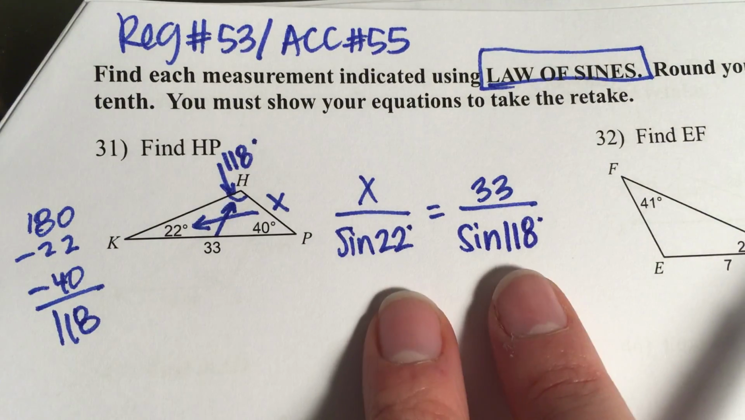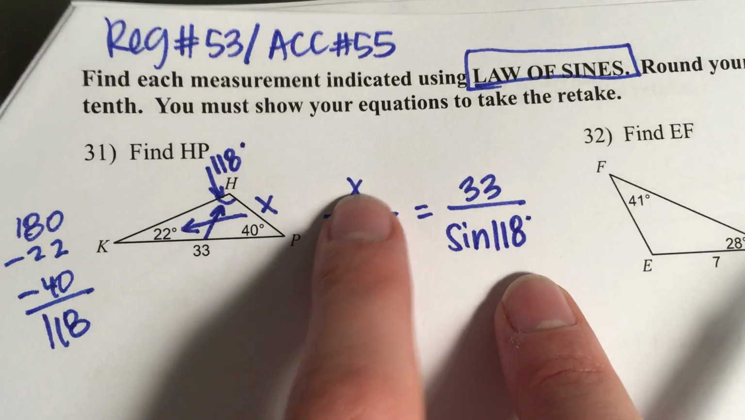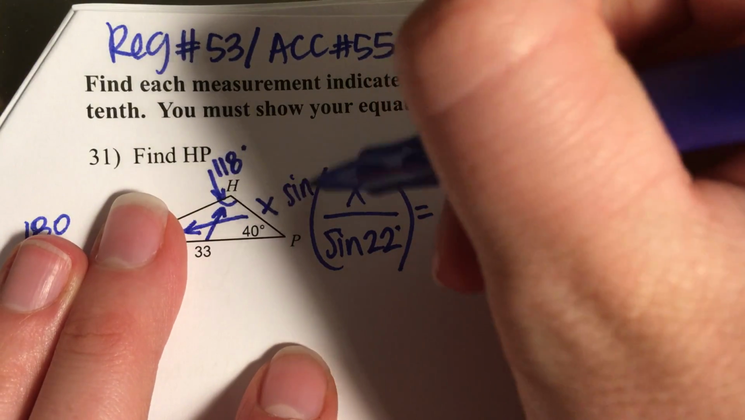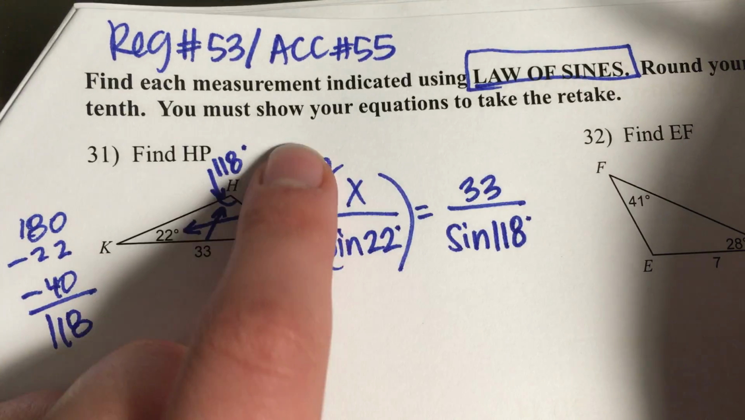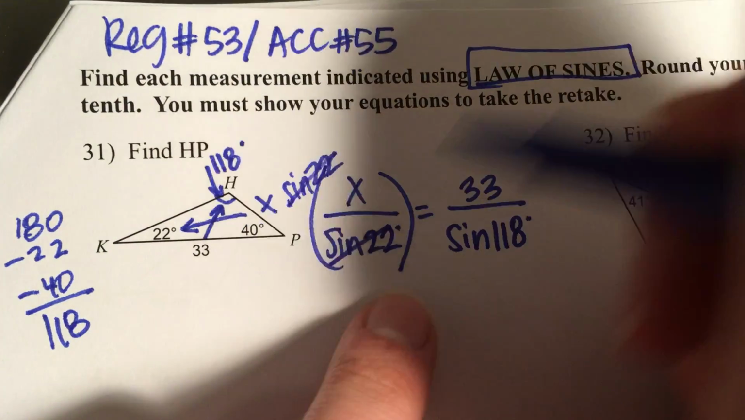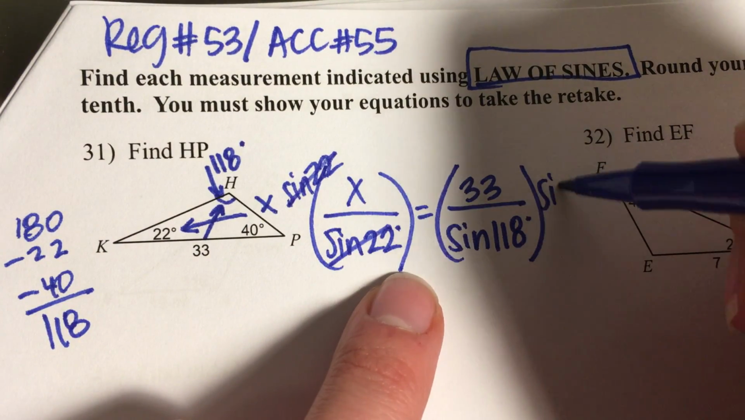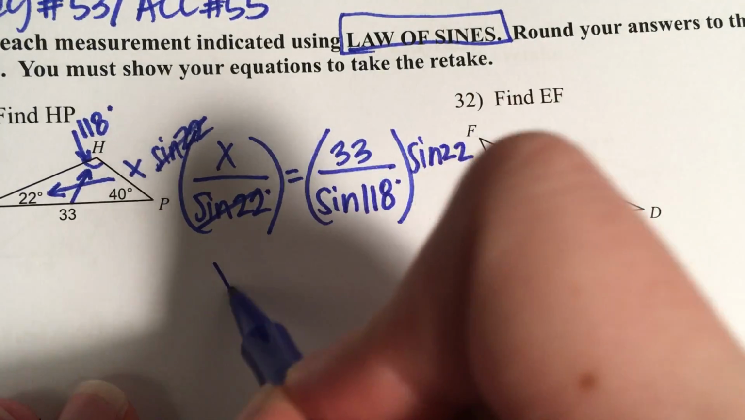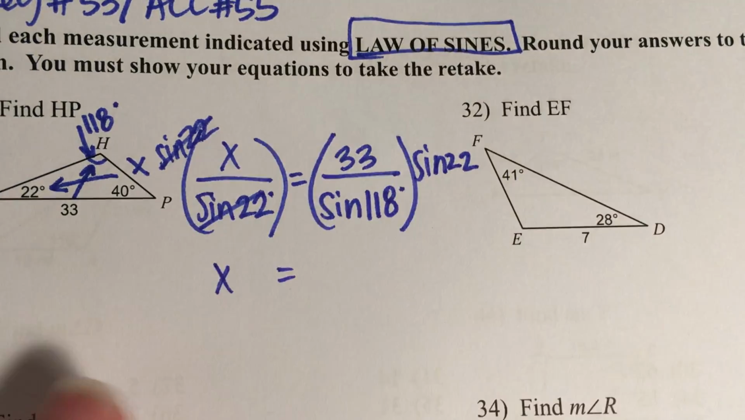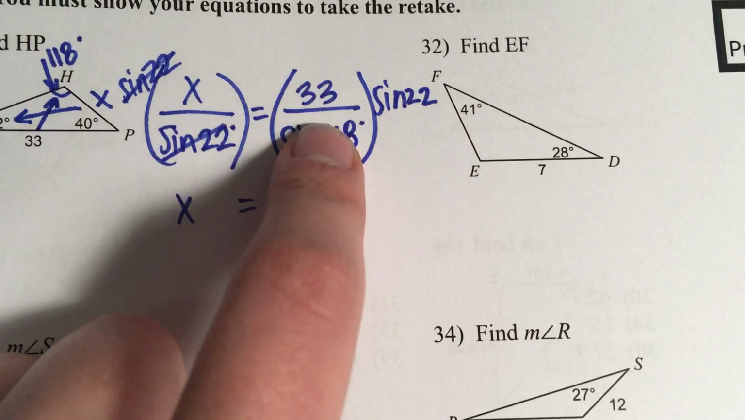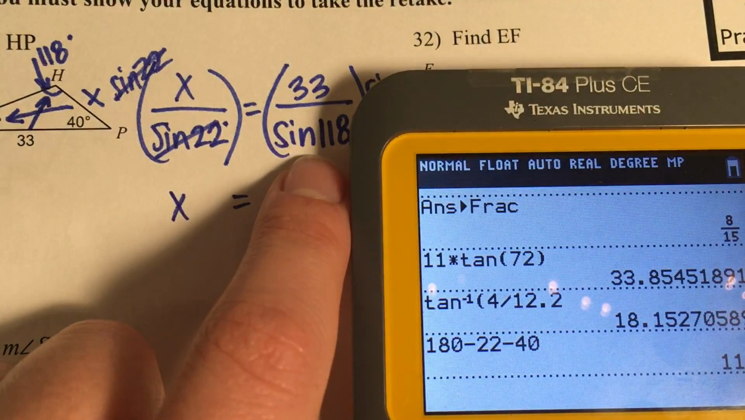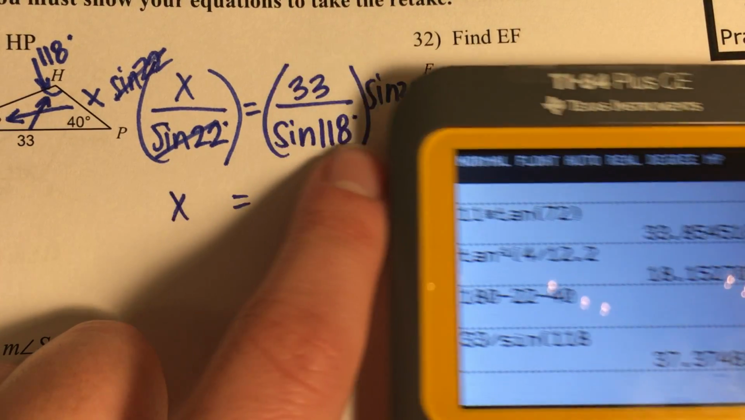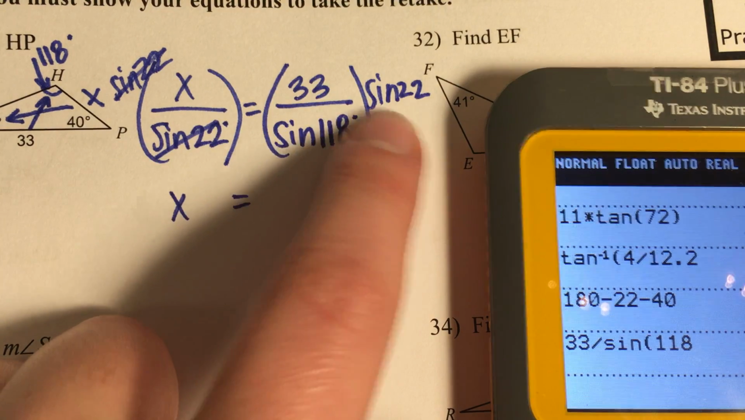So now that I have it written like this, I want to get x by itself. So I'm going to multiply by sine 22 to make this side cancel. What I do on one side, I have to do on the other. So I'm going to multiply it there as well. So now I have x. So that's all that's left over here. I'm going to type all this in my calculator. So doing this part first, I'm going to type 33 divided by sine 118. I get this, and then I want to multiply times sine 22.